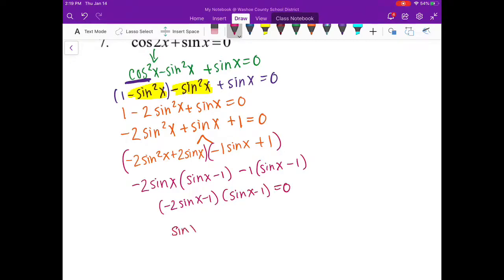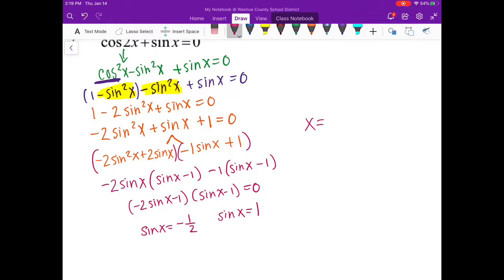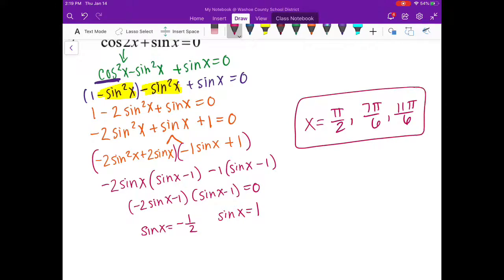So where does sine of x equal, this time, a negative 1/2? And where is sine of x equal to positive 1? So again, we have a positive 1 for my y value at pi over 2. And then a negative y value this time in my third and fourth quadrant. So that's 7 pi over 6 and 11 pi over 6. And that is the end of our notes.